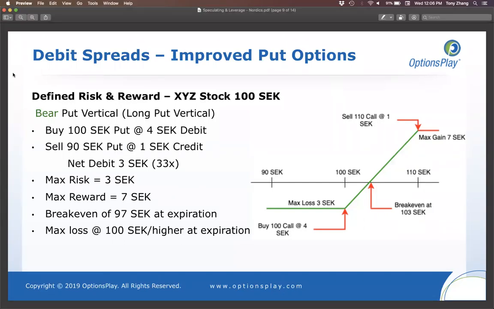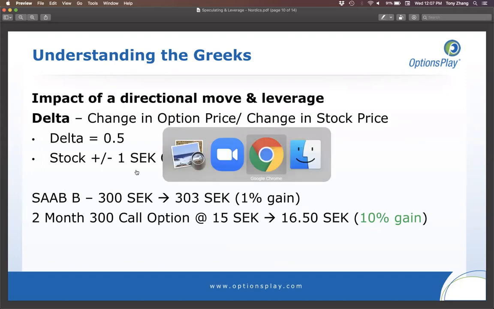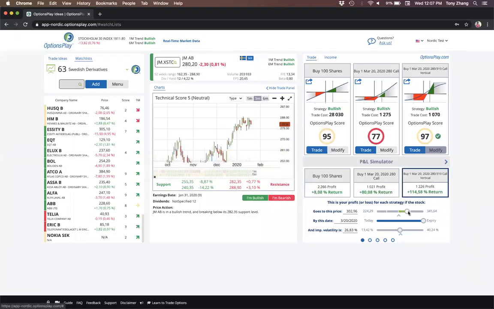Great. So now what I want to do is talk a little bit about this. We talk about buying that 4 crown call option, right? And we say that if the stock moves up 10 crowns, you make a certain amount of money. And OptionsPlay does the calculation for you, right? I just showed you using this P&L calculator. If the stock goes up by a certain amount, how much money do you make on your call option or your call spread? How much money do you lose if the stock goes lower? We do this calculation for you. But that doesn't mean that you shouldn't know how that calculation is done.